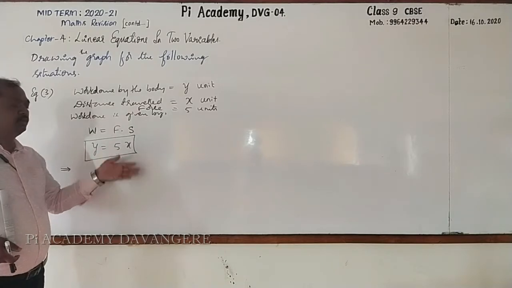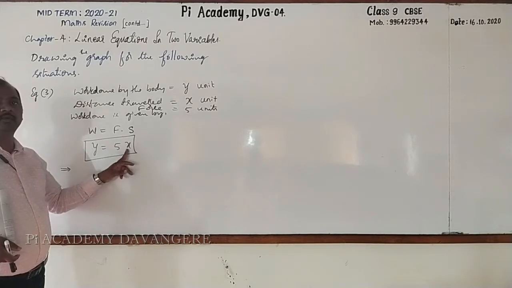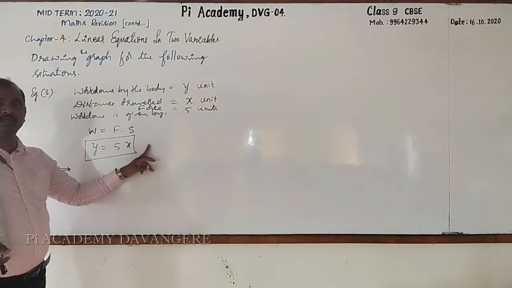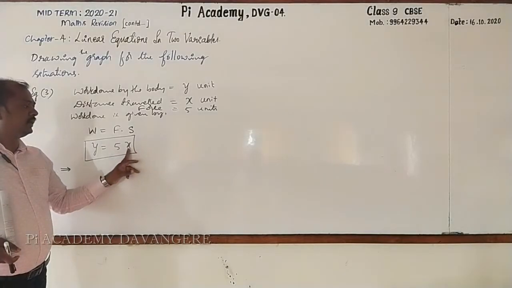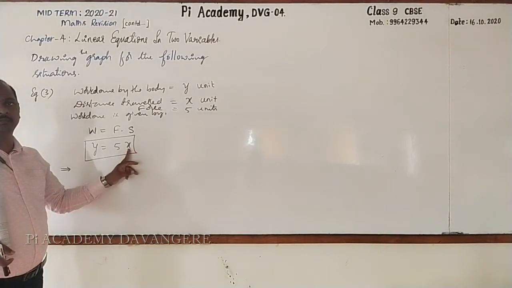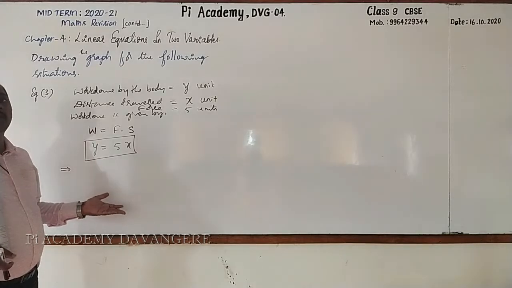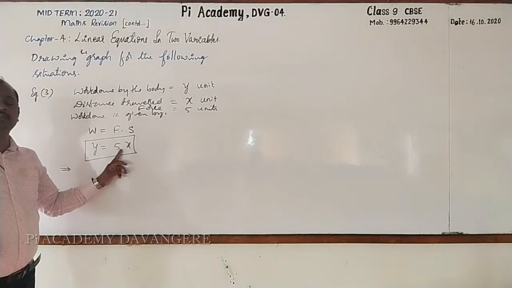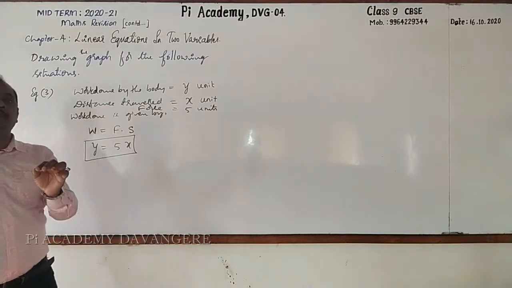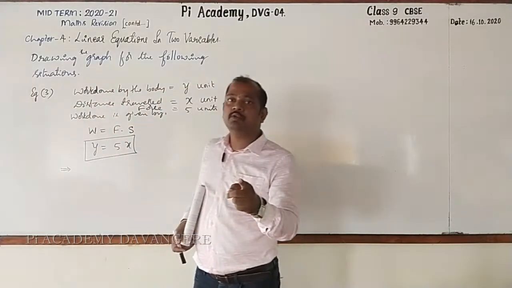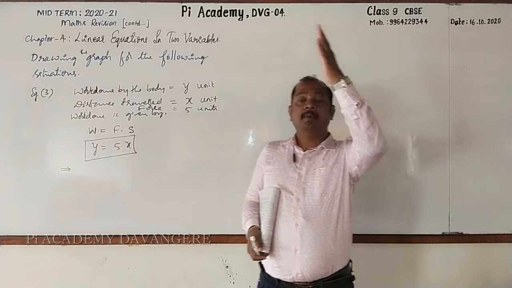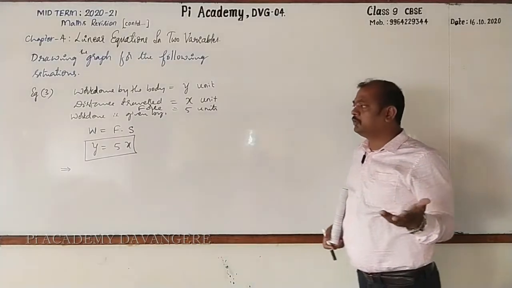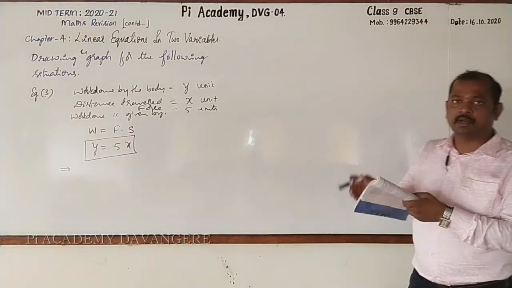Or else 2 units, 4 units, 6 units. If you take 2 in place of x, it will be 10. When x is 2, y is 10. When x is 4, y will be 20. Then for that you can draw the graph. Followed? And do remember, this is the equation in the form of y equal to constant into x. The graph of y equal to constant into x always passes through the origin. Again, we will discuss about it in the later part.